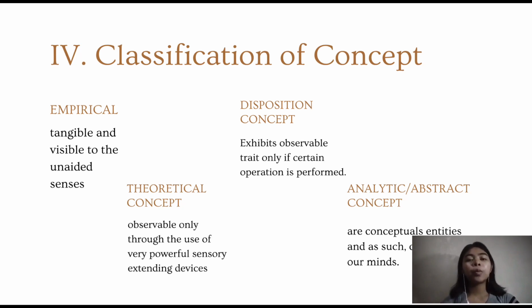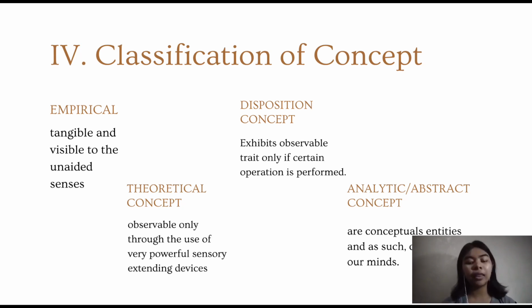The next type of concept is the dispositional concept. This is a hybrid concept that came from the sciences. For instance, temperature, elastic, and magnetic. They do not designate a directly observable trait or characteristic unless certain operations are performed. For example, for us to know if the entity is magnetic, we will put iron or metal around it.